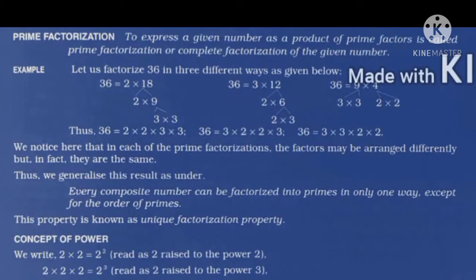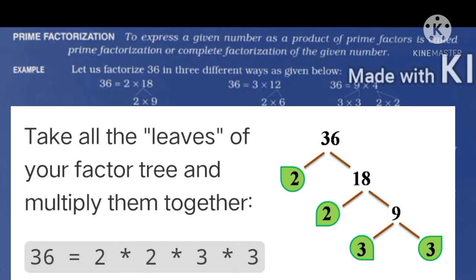Now comes prime factorization. What is prime factorization? To express a given number as a product of prime factors is called prime factorization or complete factorization of the given number. Let's take an example, say 36. 36 can be written as 2 into 18. Again 18 can be written as 2 into 9. Again 9 can be written as 3 into 3. So 36 can be written as 2 into 2 into 3 into 3.